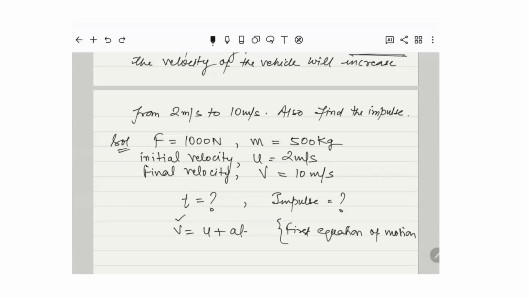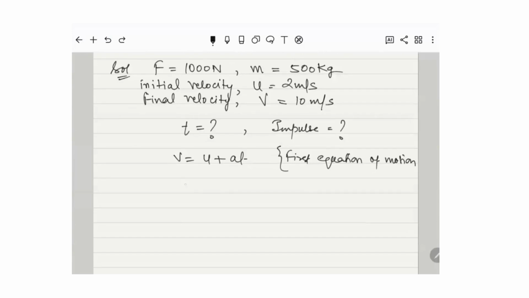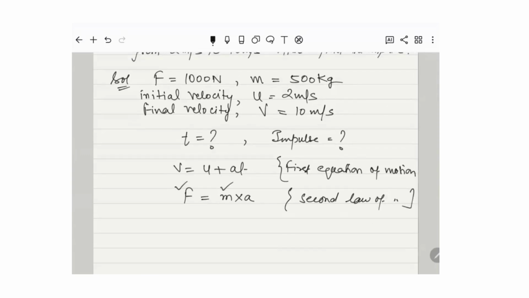Now how to find acceleration? There is one more formula, F is equal to m into a, according to the second law of motion. Here F is given to you, m is also given, right? This is given, this is given. So we can easily find acceleration. Yes or no? Everybody getting this? So find acceleration from this formula, F upon m.